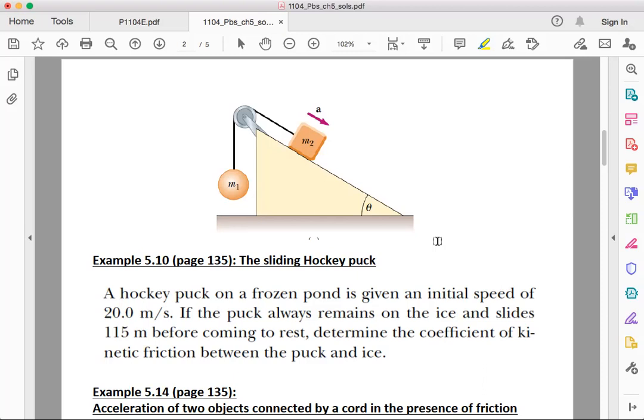It's resisting its motion. And of course, what is the force that resists the motion of an object? As we have seen in the lecture, it is the friction force. And it's the kinetic friction force because the object is moving. So definitely we are talking about kinetic. So let's solve the problem.